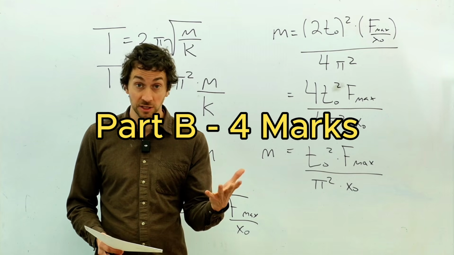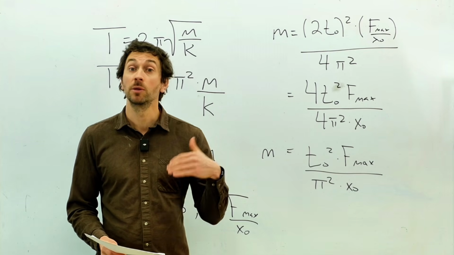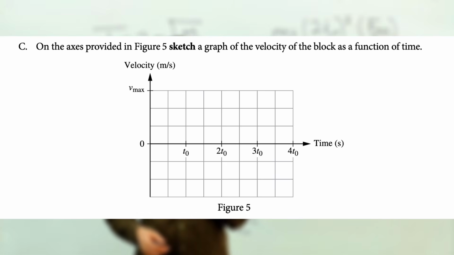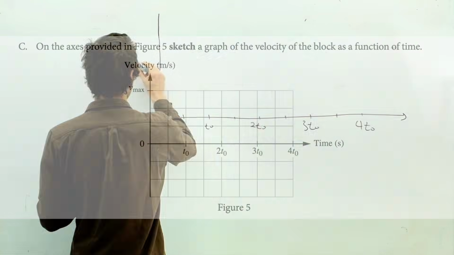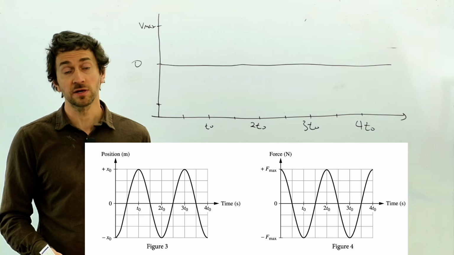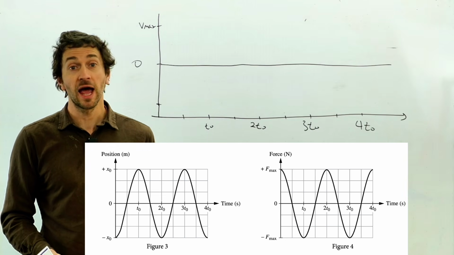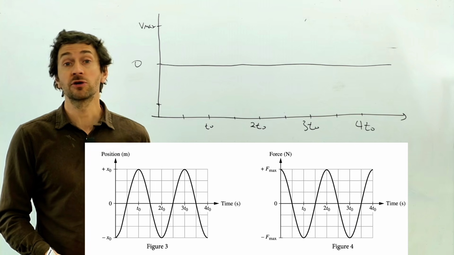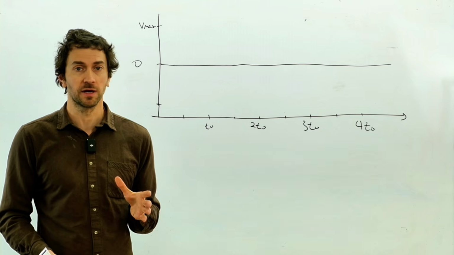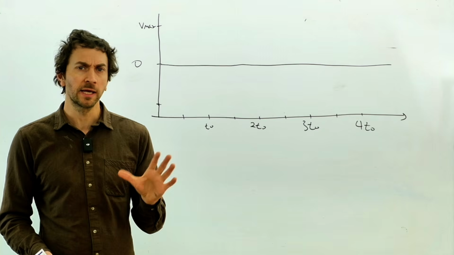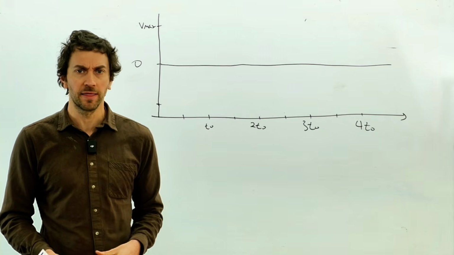Okay, so that was 4 marks together for 1 and 2. Now we're going to move on to part C. On the axes provided in figure 5, sketch a graph of the velocity of the block as a function of time. So they gave us graphs as X and F max as a function of time, and now we need to draw a graph for the velocity as a function of time. So maybe I'll just draw again the picture and we can think about it that way.